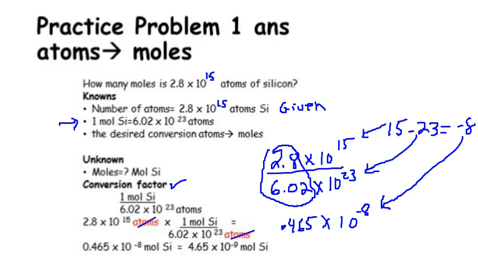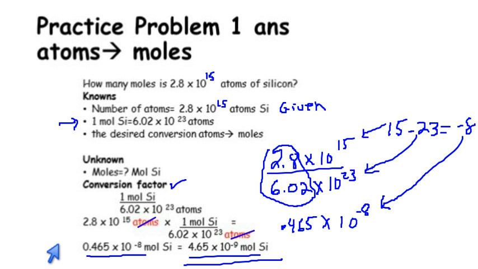Now again, we want 4.65, not 0.465. This is the first answer I get. And so we move it over, and that becomes a minus 9. So this is the correct answer. If you have multiple choice, they might not put this one in. They might put this one in.